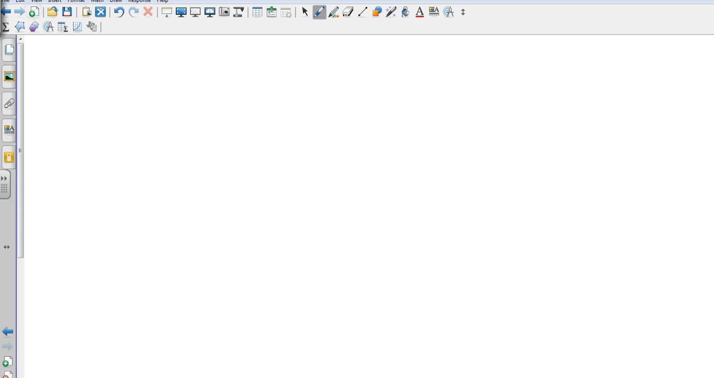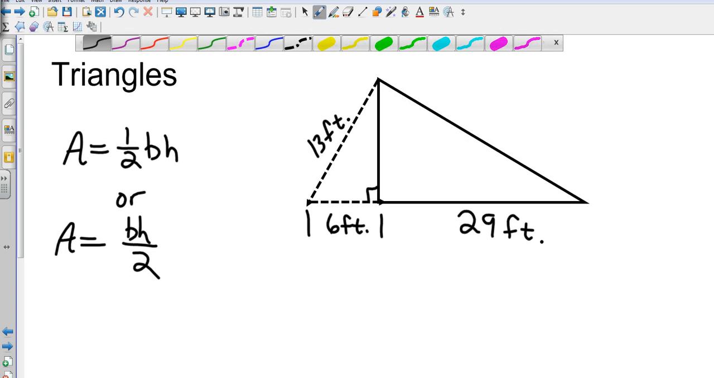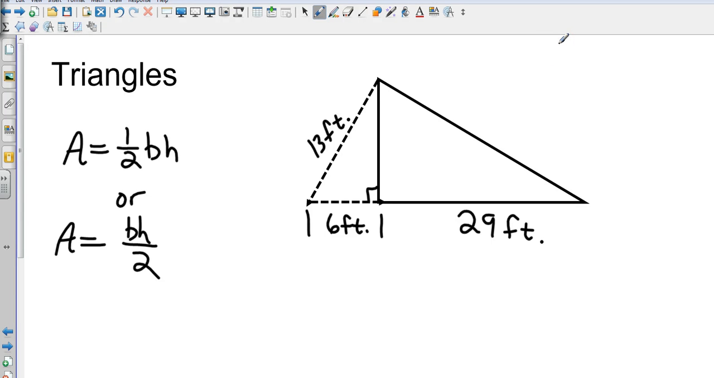So let's go on to triangles. Okay, so for triangles we can write it 2 different ways, and unfortunately the handwriting recognition is not good on this one, so I just left it regular handwriting. We've got area equals 1/2 the base times the height, or you can represent that base times height divided by 2.